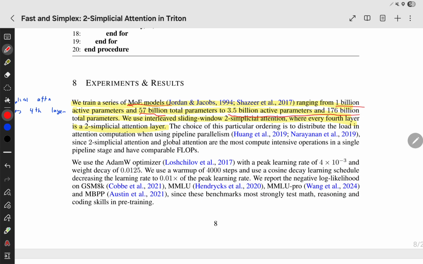The thing I want to mention is that the simplicial attention transformers they use are not actually all simplicial attention. They say here, we use interleaved sliding window 2-simplicial attention, where every fourth layer is a 2-simplicial attention layer. They don't say what the other layers are, but I'm guessing those are quadratic attention. So the transformers they're using are not pure simplicial attention.